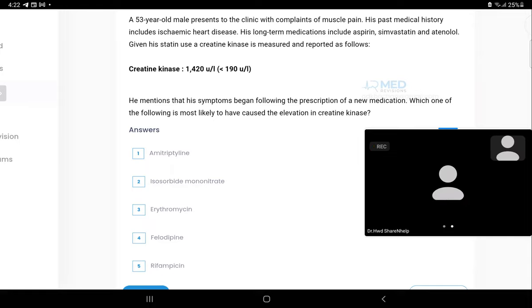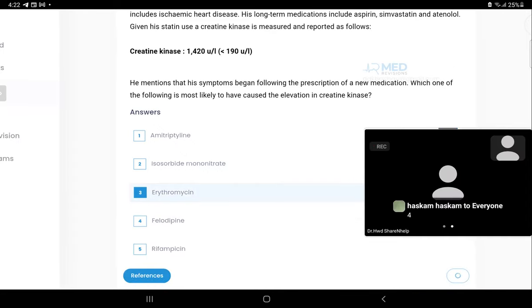I'm hoping you are hearing me and asking yourself these questions, because the more you do that, you'd remember it almost forever, till your exam day, hopefully. And you should be writing these things down, the ones that I make you write. All right, Dr. Safana had said erythromycin. Let's go for her answer. Dr. Haskam has said 4.